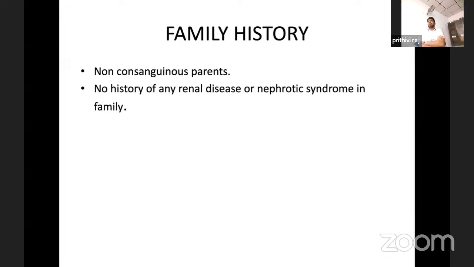Alport syndrome is less likely to present with proteinuria, but more likely goes in favor of hematuria. You will have hematuria along with sensorineural hearing loss. Apart from Alport syndrome, name a few other congenital nephrotic syndromes. Denys-Drash syndrome, good. Then Lowe syndrome, good. Which is the commonest congenital nephrotic syndrome?